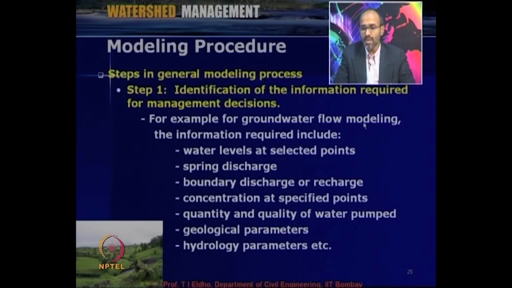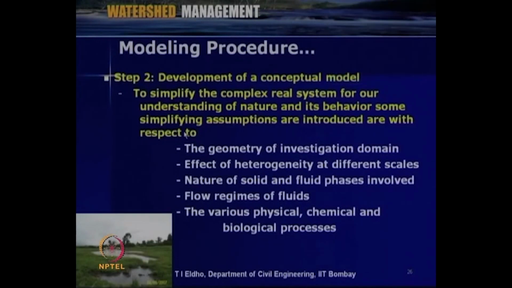So, to go to those objectives, we can identify what information is required for the modeling. Say for example, for groundwater flow modeling, the information required includes water levels at selected points, spring discharge, boundary discharge or recharge, then concentration at specified points, then quantity and quality of water pumped, geological parameters, hydrology parameters, etc. So, this is step number 1. We identify the various information required to achieve the objectives which we have already set in our modeling. Now, the second step, which is the most important step in modeling, or say watershed modeling, which we are discussing today, is development of a conceptual model.